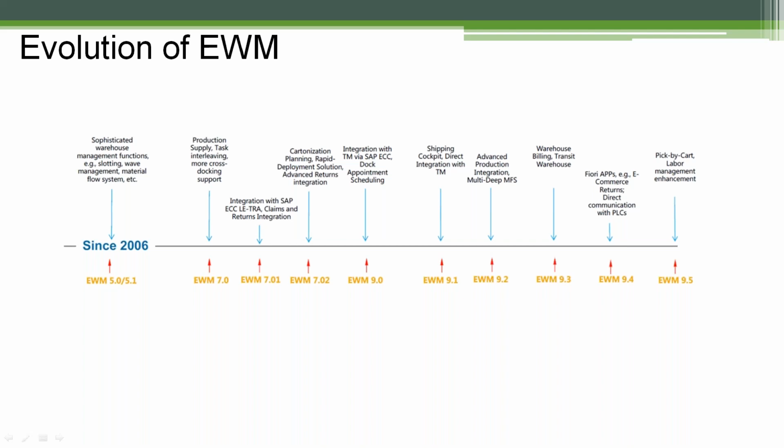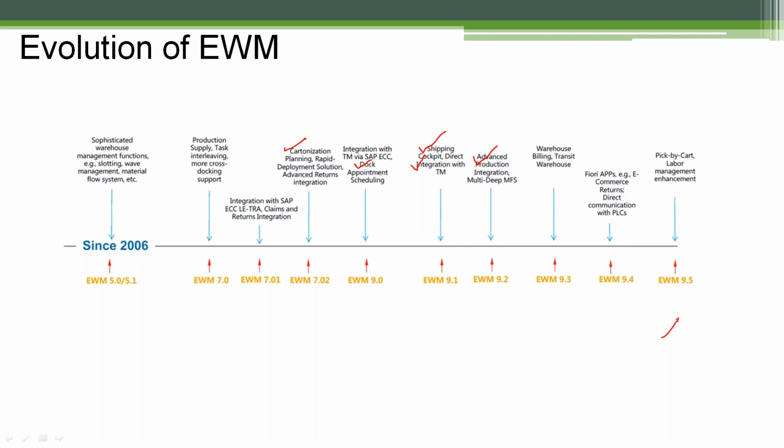Some of the important functionalities delivered by SAP are the shipping cockpit, direct integration with transportation management, and dock appointment scheduling, where you can schedule appointments for your trucks and trailers onto your doors. Cartonization planning helps you plan your outbound load into a truck or trailer. Advanced production integration lets you integrate production processes to EWM. You can replicate your production orders to EWM as production material requests, and all your staging, goods receipt, and other activities can take place in EWM.